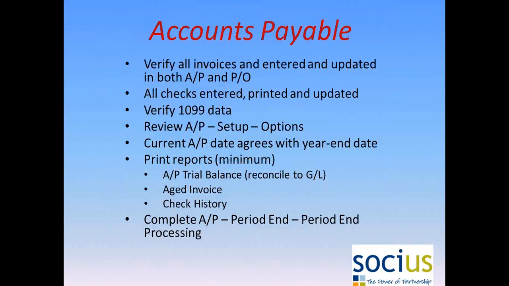In accounts payable, you will need to verify that all of your invoices are entered, updated in both accounts payable and purchase order, that all of your checks are entered, printed, and updated. You will want to verify your 1099 data, and again, review the options. Make sure your date agrees. Print your minimum report. Again, the AP trial balance is the report that you should use to reconcile to the GL. You may also like an aged invoice report or a check history report. And then you would complete the processing.